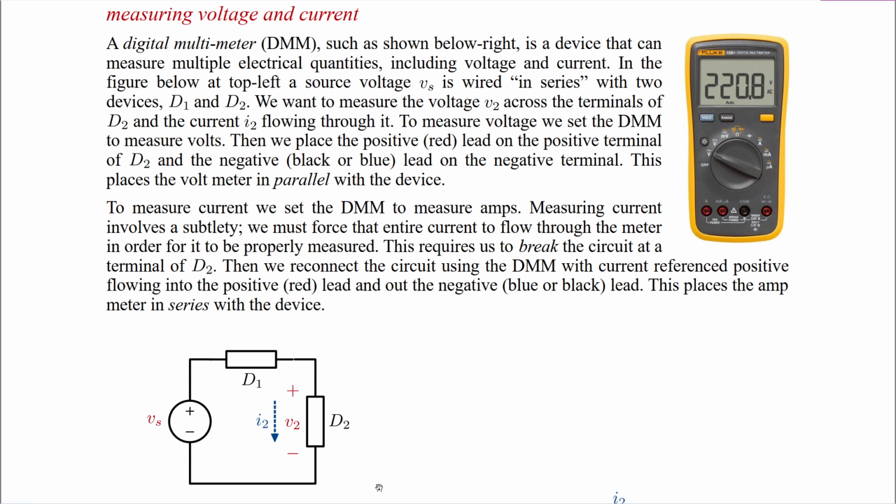So suppose we have this circuit. We'll talk about this next lecture. A voltage source, like a battery, and then 2 devices, and we say these are in series, one after the other. And we want to know what the voltage drop across component or device D2 is, and the current I2 through it, so V2 and I2. We want to measure those. So how do we measure those?